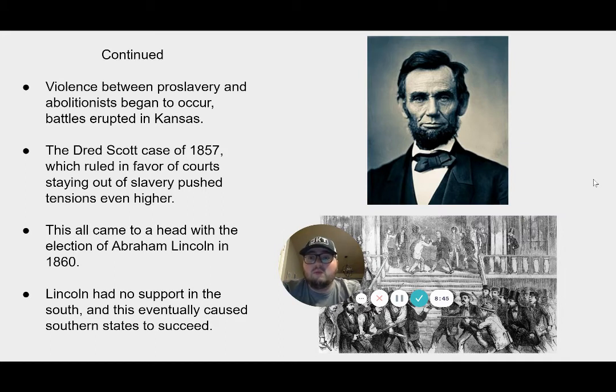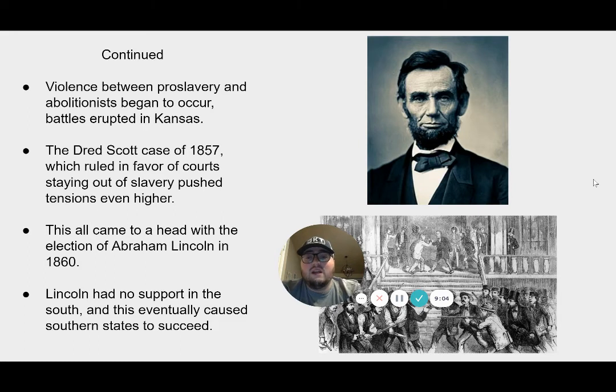Okay, so violence between pro-slavery people and abolitionists began to occur. Abolitionist is a term meaning people for the end of slavery. Battles erupted in a thing called Bleeding Kansas. Kansas was kind of a disputed state between slave and non-slave, so even battles occurred there.